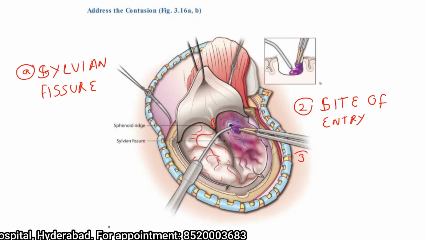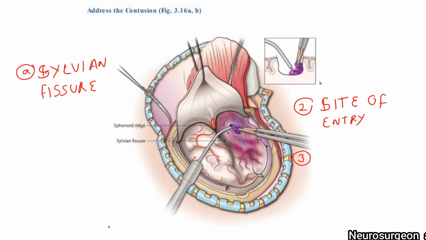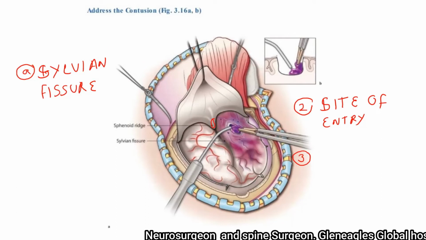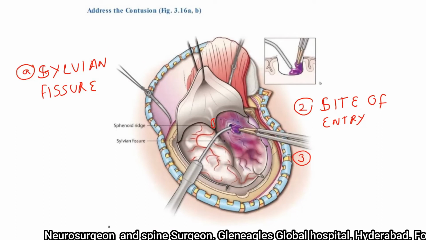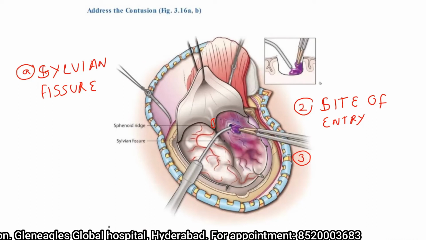Once you enter into the hematoma cavity, use gentle suction to evacuate any liquid clot and also the solid clot in a piecemeal fashion. Continue evacuation until you see the gliotic brain, the normal brain, or the edematous brain.